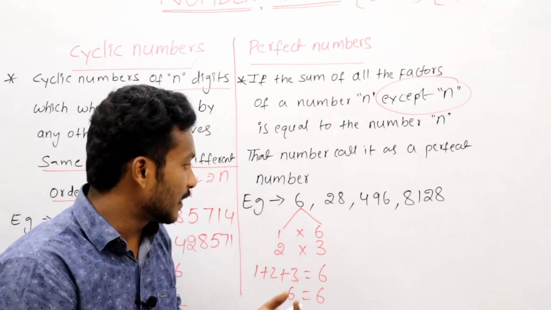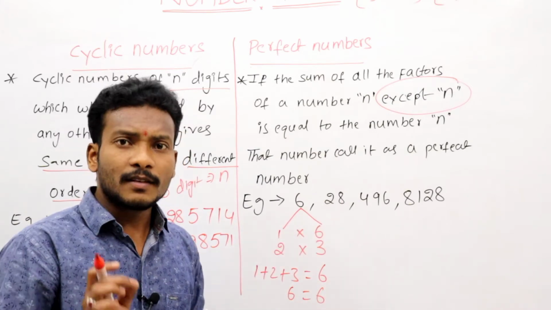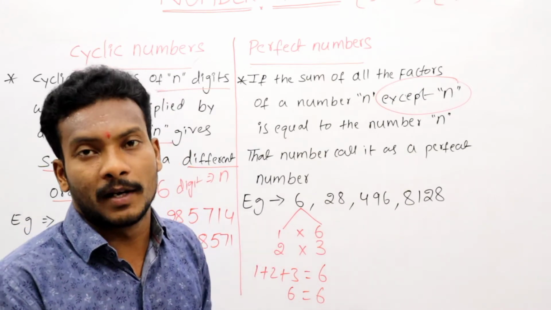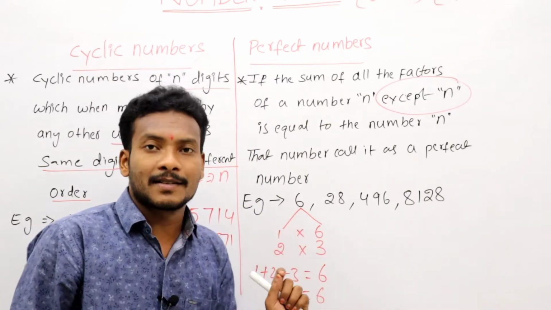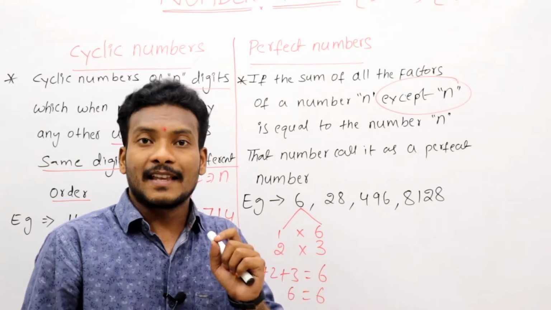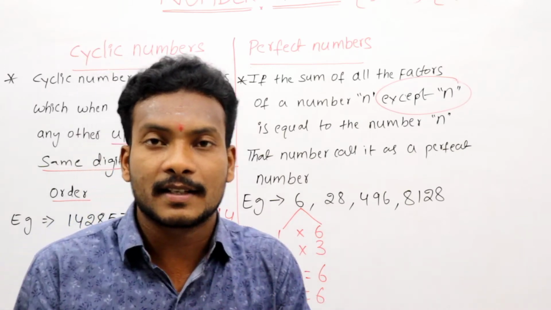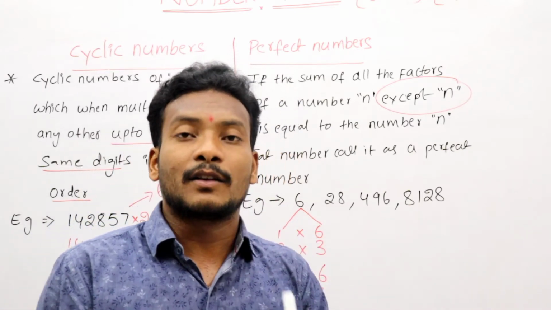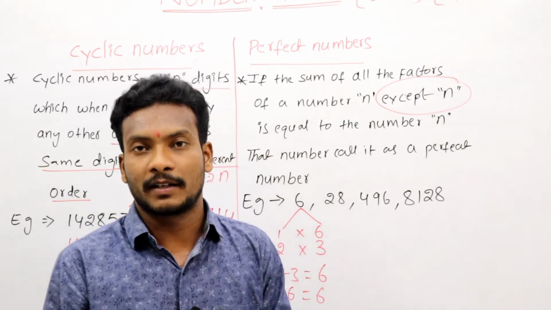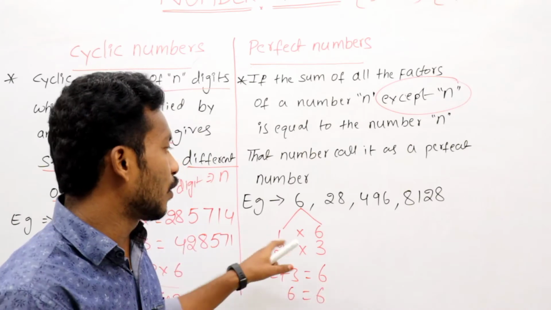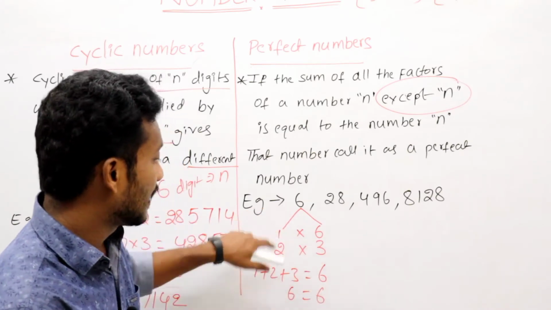Now move to the second one. The second example is 28, a 2-digit perfect number. Only 4 numbers are there. From the exam point of view, they are asking which one is the 2-digit perfect number, 3-digit perfect number, 4-digit perfect number. You have to remember these 4 numbers. The single digit perfect number is 6.